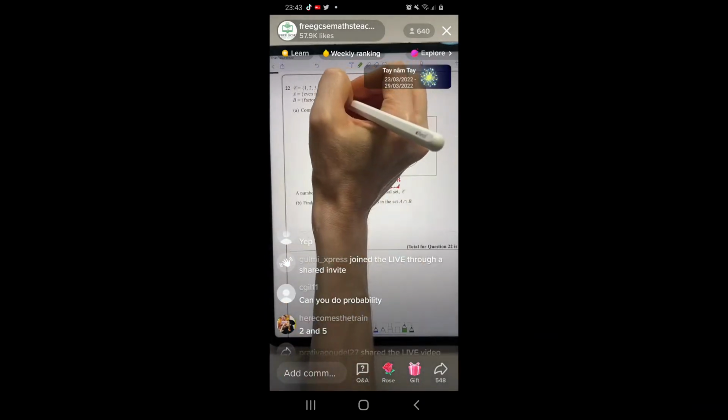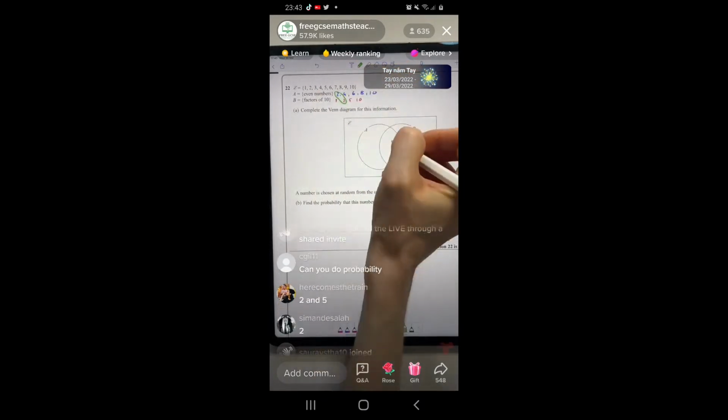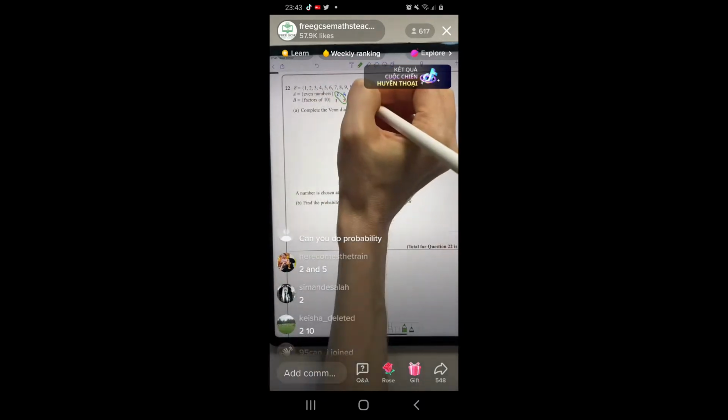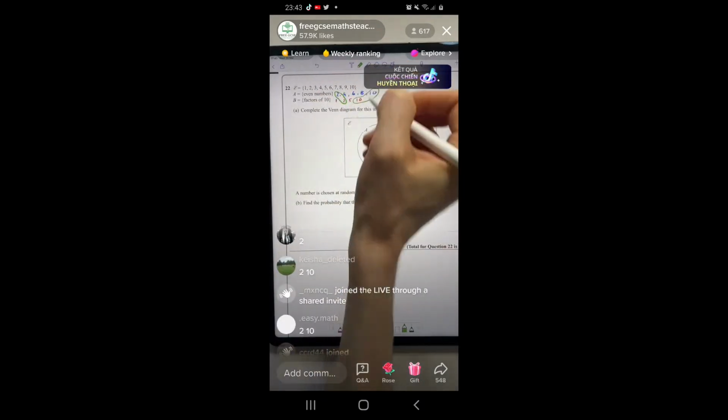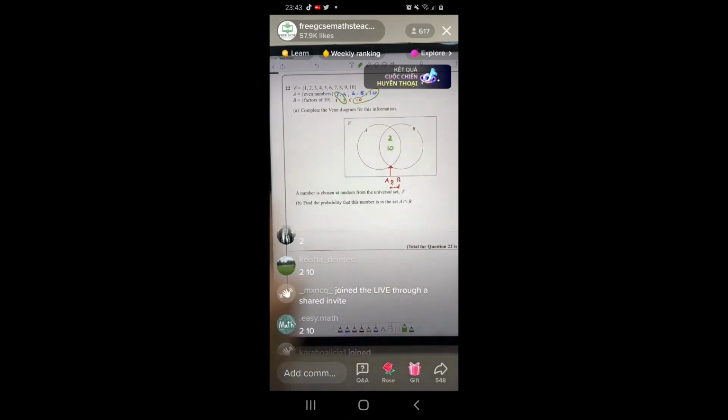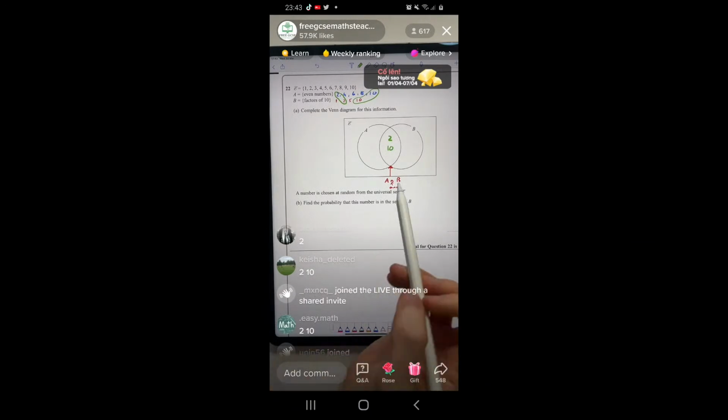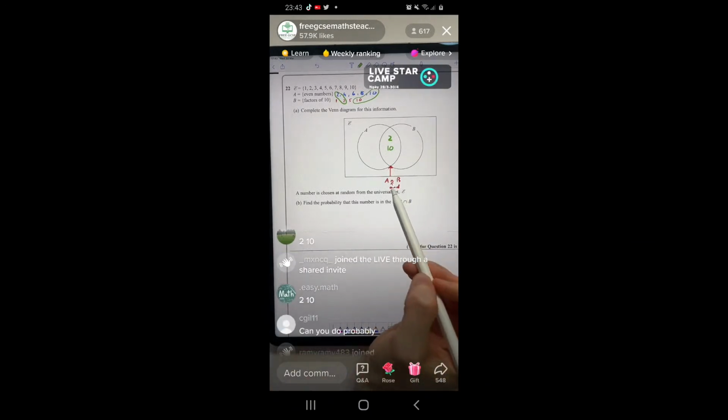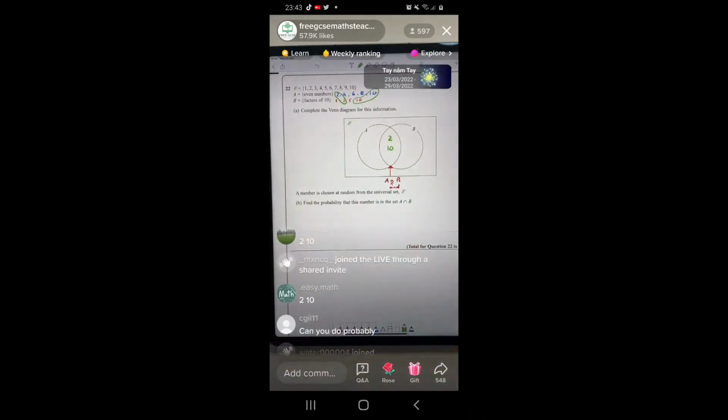Well, we can see that 2 is common, so that goes in the middle. And we can also see that 10 is common. As far as I can see, those are the only two numbers that are common, so they're the only ones that go in the middle. Remember, the intersection in the middle is A and B. N stands for and. It must be in set A and in set B.